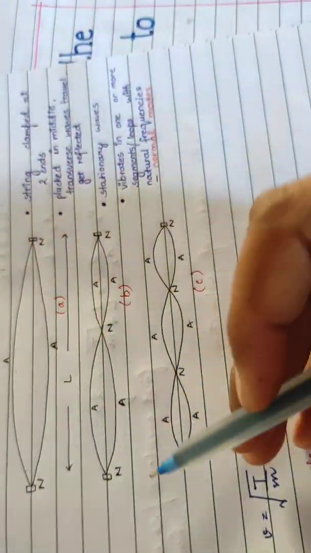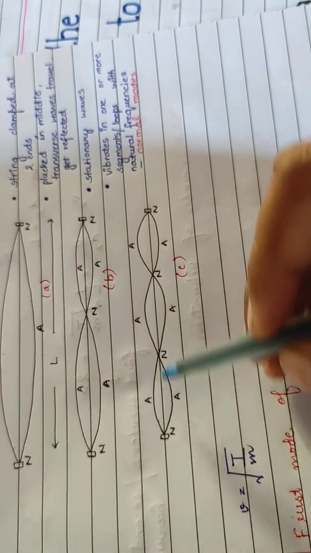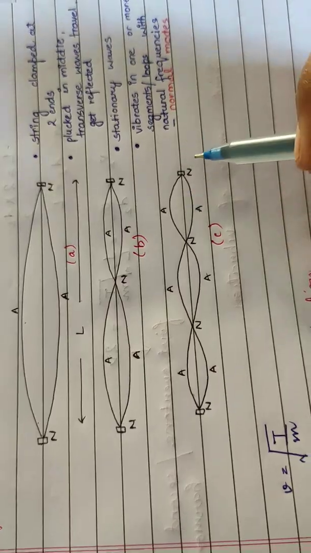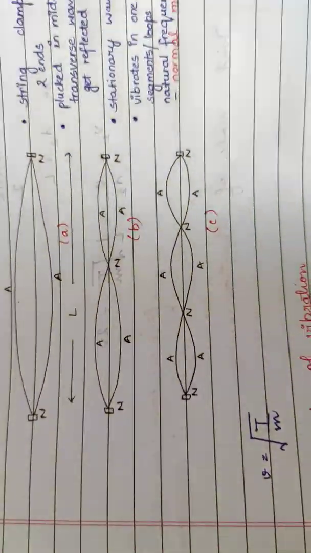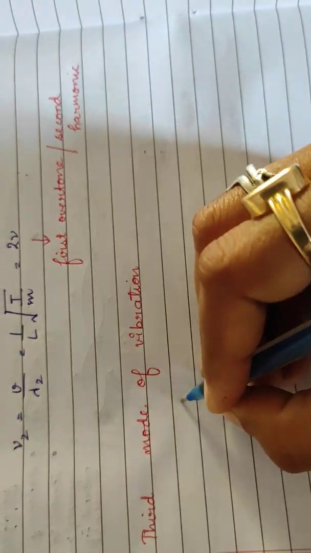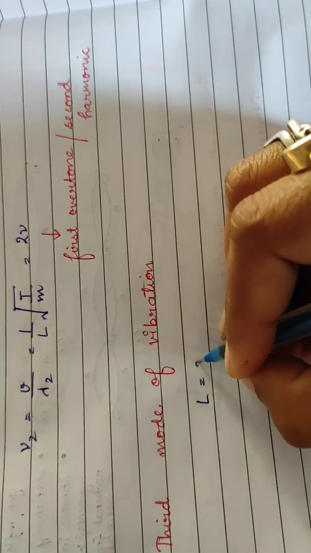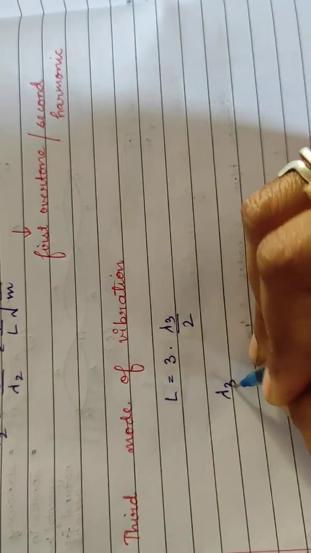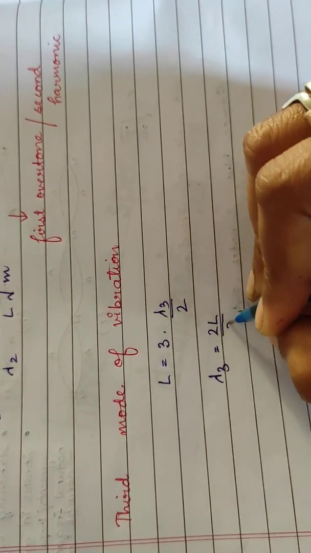So now for this, we know that the distance between two nodes is lambda by 2. We have 3 segments like this. So the total distance L will be 3 times lambda by 2. From here, if we derive lambda, we will get 2L by 3.